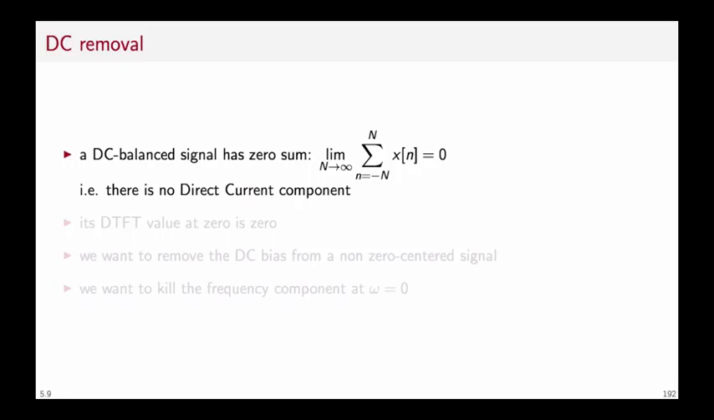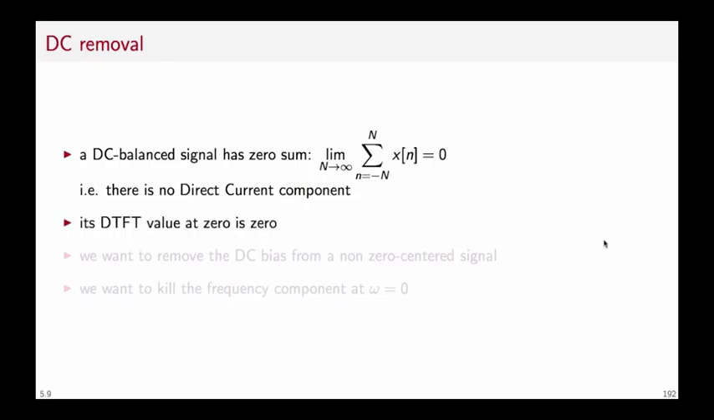Let's look now at a DC removal filter. DC stands for direct current, and when we say that the signal is DC balanced, we mean that the signal has zero sum, or zero mean, if you will. The reason why we want signals to be DC balanced is because a DC offset carries no information, but throws the circuits off by wasting current in the loop.